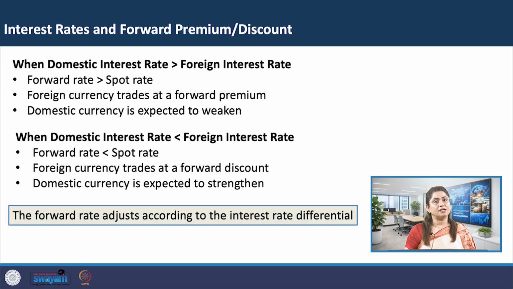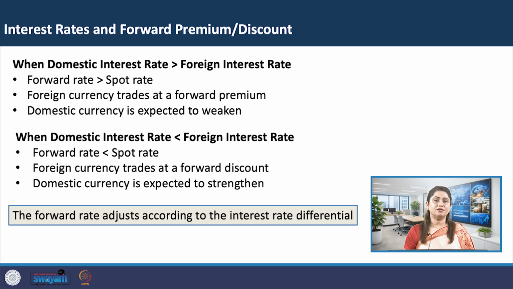When the domestic interest rate is higher than the foreign interest rate, the forward rate will be higher than the spot rate. It means more domestic currency will be needed to buy 1 unit of foreign currency in future. Therefore, the foreign currency is at a forward premium. The foreign currency will appreciate and the domestic currency is expected to weaken.